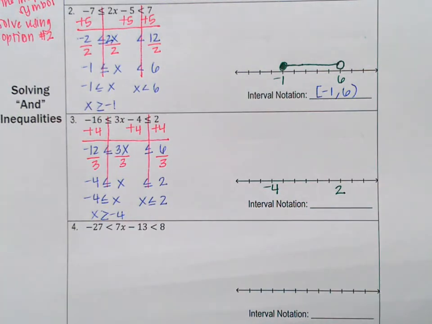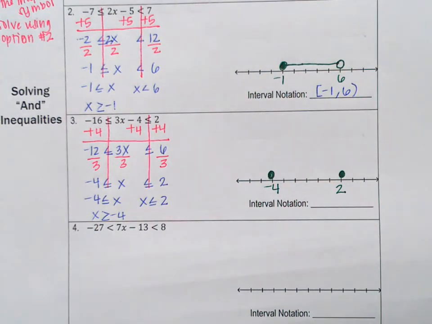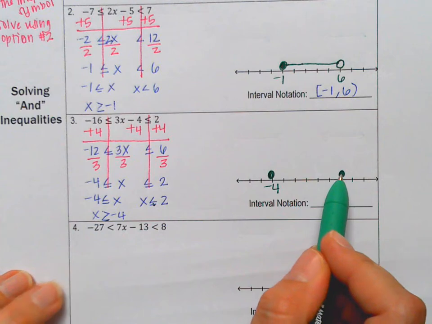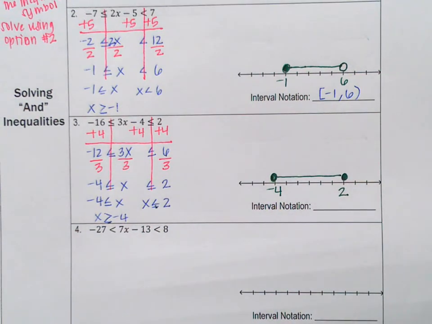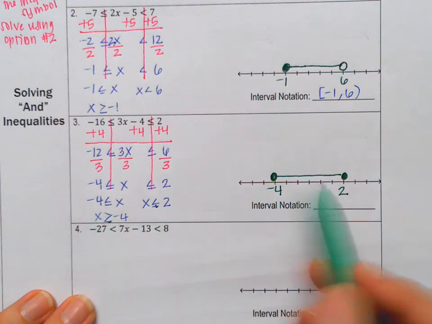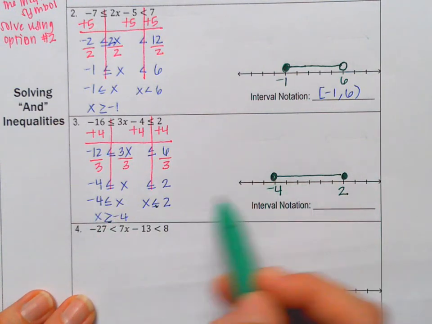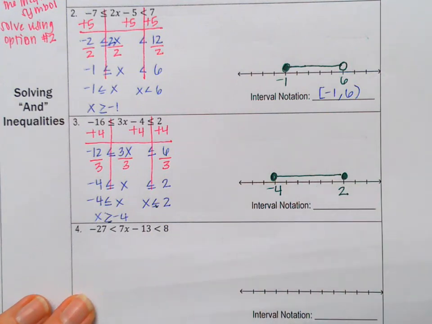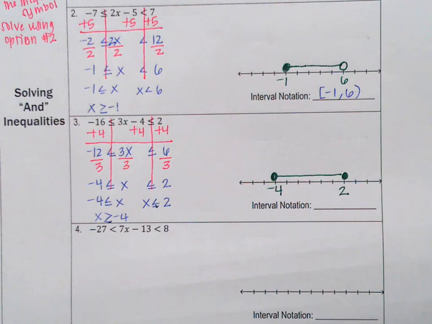First thing I did is I made sure I ordered them from least to greatest. So -4 comes first and then 2. Closed circle for both of them because it's the or equal to. So that extra line at the bottom always tells me it's a closed circle. And then we know they're going to be coming together, but we always double check. X is greater than or equal to -4 is going in the positive, and less than or equal to 2 is going in the negative, which makes sense. They are coming together.